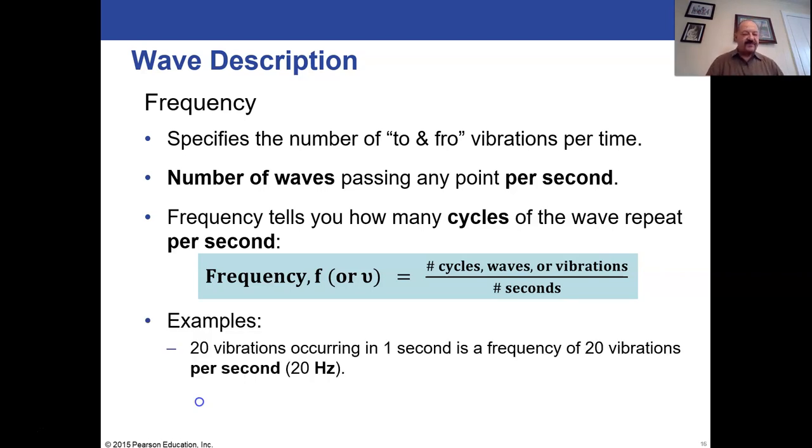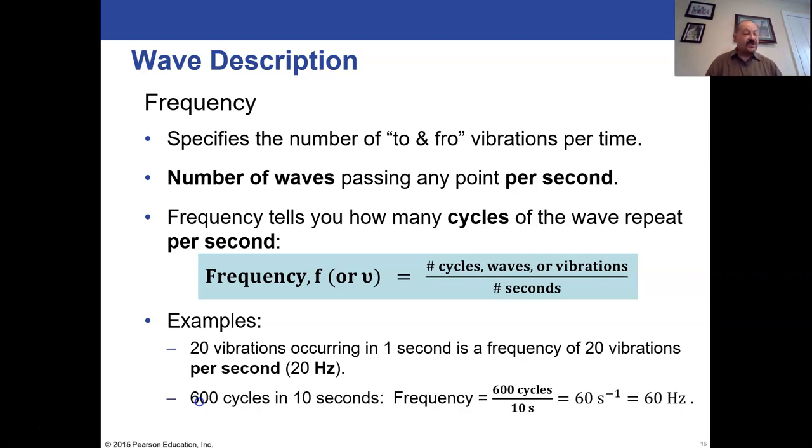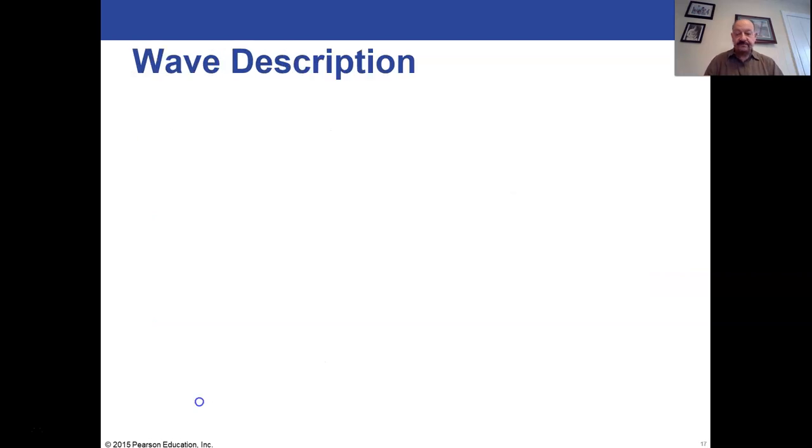So as an example, if you have 20 vibrations, 20 cycles, 20 waves passing a certain point in 1 second, that's a frequency of 20 vibrations per second, or 20 hertz. If you had 600 cycles or 600 vibrations or 600 waves in 10 seconds, you just divide the number of vibrations by the number of seconds. 600 divided by 10 seconds would be 60 per second. Per second is seconds to the minus 1, or 1 over a second, and those are equivalent to the unit hertz. So it's 60 hertz.